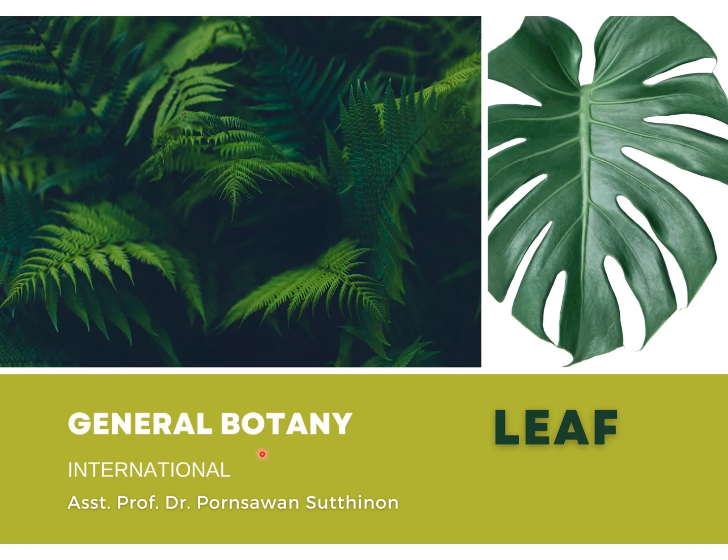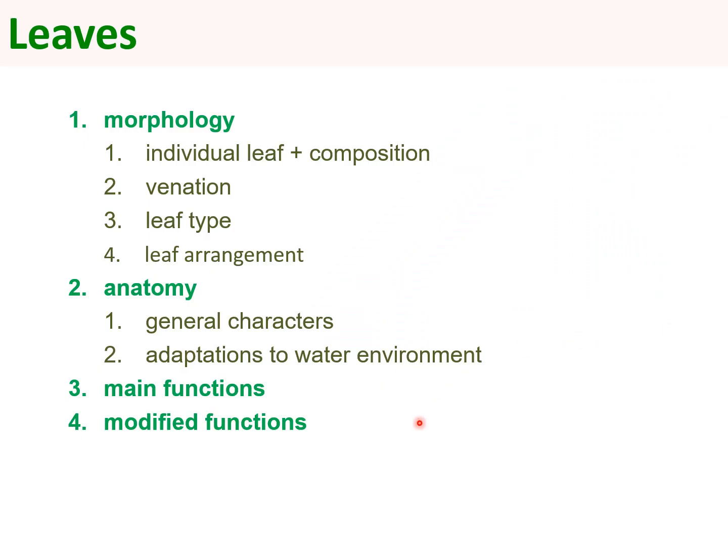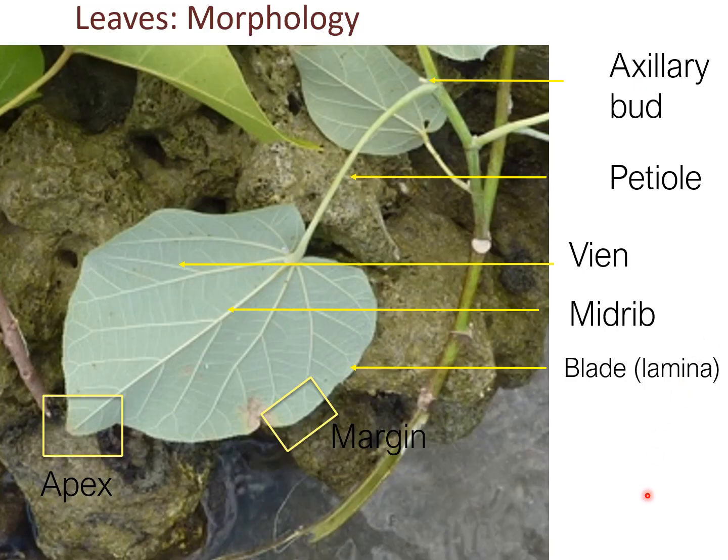Chapter 4. Leaf. In this chapter, you also have to know about the morphology, anatomy, the main function, as well as the modified functions of leaf. Let's start with the morphology of leaf.